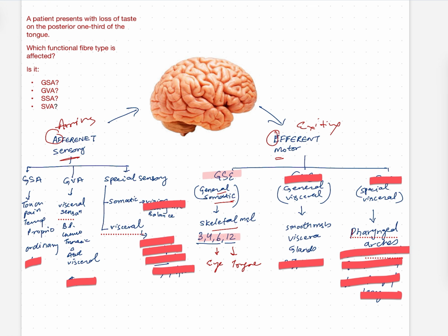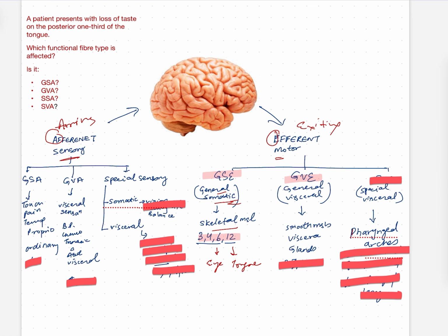Next comes the viscera. Skeletal muscles we have learned. Smooth muscles, like pupil constriction, and supplying the viscera, and supplying the glands, giving the parasympathetic supply to the lacrimal gland and the salivary glands. So these are the visceral efferent, general visceral efferent, GVE, supplying the smooth muscle and visceral glands.